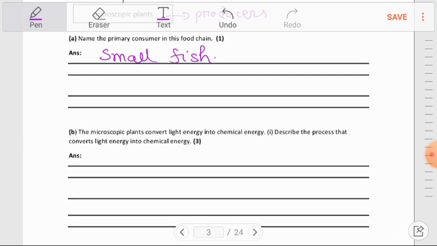Question number B. The microscopic plants convert light energy into chemical energy. Describe the process that converts light energy into chemical energy. This is a question asking you to describe what photosynthesis is and how they carry out photosynthesis. So at first we need to name the process because it's not stated in the question. So they do this by a process called photosynthesis.